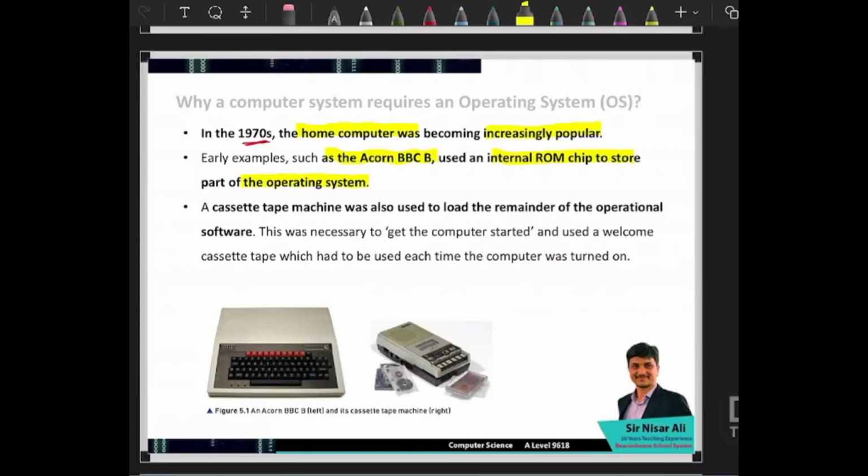A cassette tape machine was also used to load the remainder of the operational software. So the software which was remaining was added by using the cassettes one after another. This was necessary to get the computer started, and a welcome cassette tape had to be used each time the computer was turned on. So this was the way the computers were started. They ran the program from the ROM chip and the magnetic tapes, the cassette tapes.